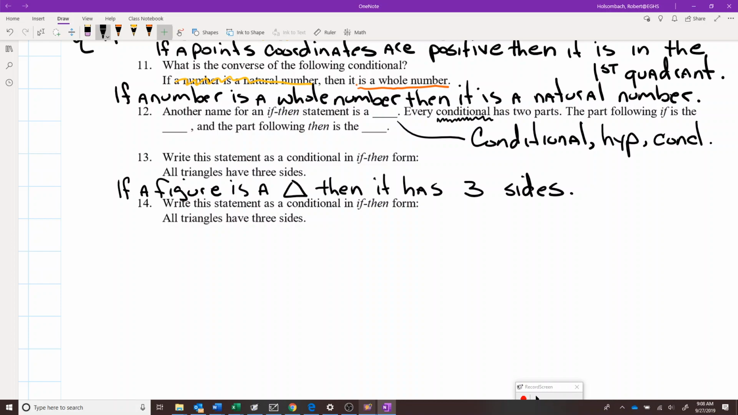And number 14 here. All triangles have three sides. Huh. Yeah, it's the same question, isn't it? That won't be the same question on your quiz tomorrow, okay? Are you sure? Or your quiz on Monday. Yeah, I'll fix that. Okay?